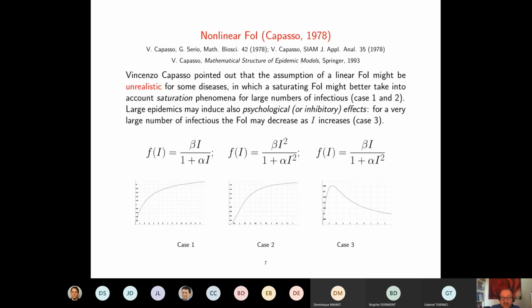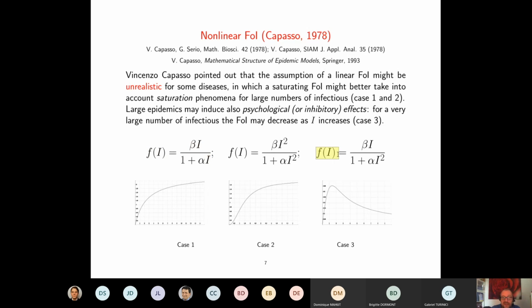However, in the 70s, Vincenzo Capasso pointed out that this kind of description is not always realistic. He studied the case of cholera in southern Italy in 1973, and he stressed that sometimes it is realistic to consider a force of infection which is nonlinear. In particular, it may be a saturating function, like in this case, and in this case as well, also called Holling type functions, or maybe also a non-monotone function like this one.